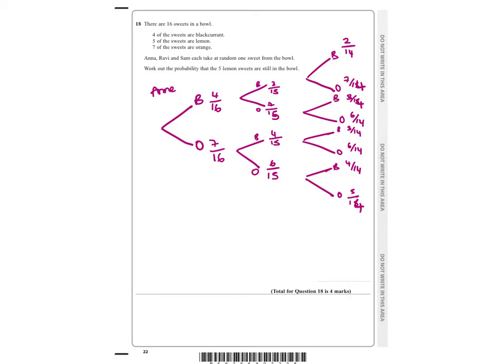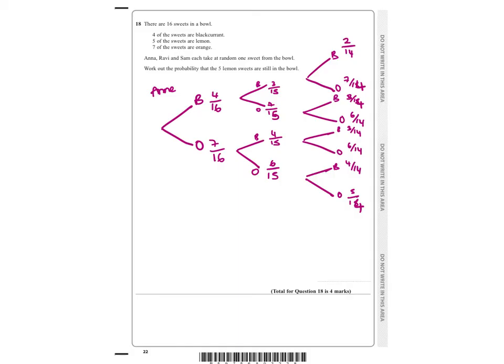Okay, so we know there's multiple ways. They could all take blackcurrants. Or we could have blackcurrant, blackcurrant, orange. We could have blackcurrant, orange, blackcurrant, or blackcurrant, orange, orange. Or we could have orange, blackcurrant, orange. Okay, those are the only possible ways that we could do this.